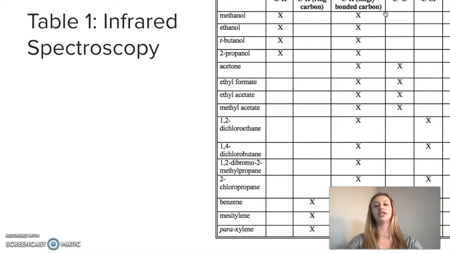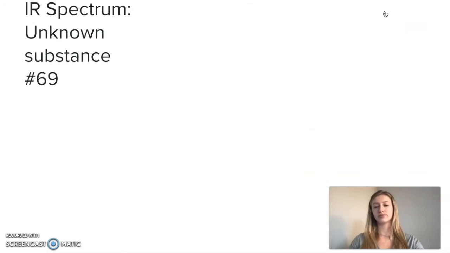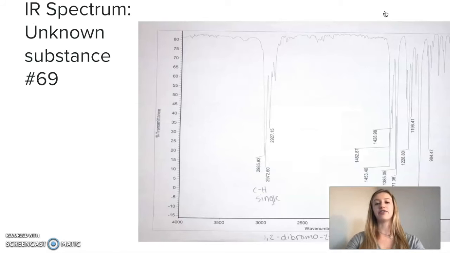Table 1 shows the different functional groups that are in each molecule. Table 2 shows the number of peaks and the ratio of areas that are in each molecule. To find the number of peaks and the ratio of areas, the NMR graph is required. In this graph, the functional groups are shown. For the unknown substance, number 69, I found this substance to have functional groups of carbon, hydrogen, singly bonded carbon, and carbon-bromine.